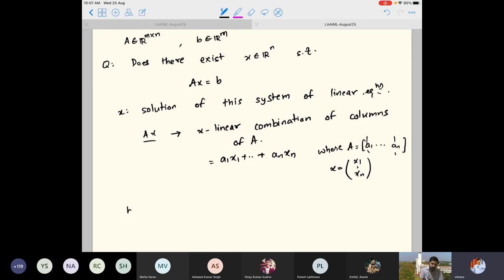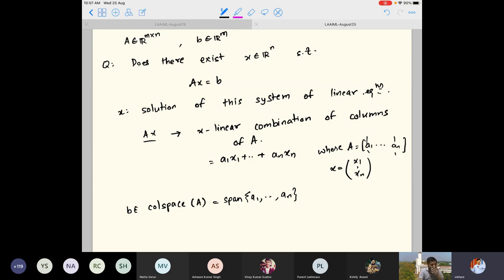So if B belongs to the column space of A, which is nothing but the span of these vectors a1, a2, up to an, then there exists an X. That means you can write B as a linear combination of the columns of A, right? This was the condition we derived last time.